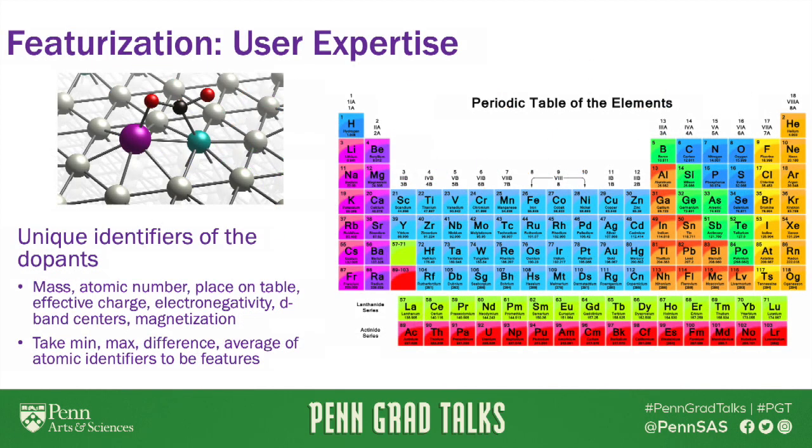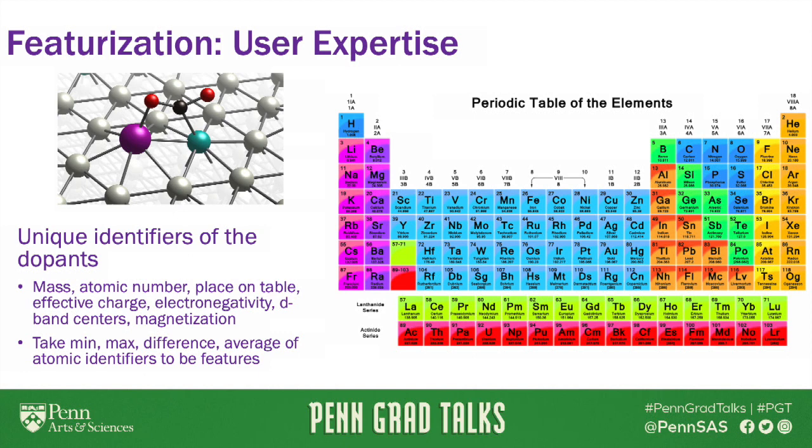So now that we have our data set, we have all of these different materials with the binding energies correlated, we want to turn our individual materials into machine learning features. Now again, these features are just unique numerical identifiers that need to be determined by someone who is an expert in the field. Anyone who's doing a different type of study would have to figure that out for themselves.